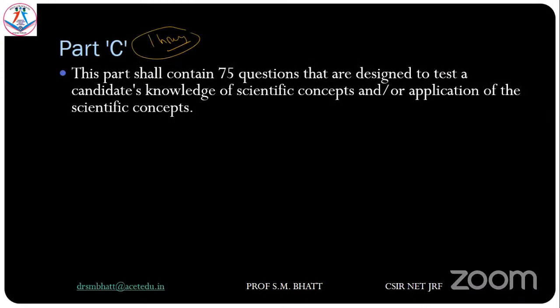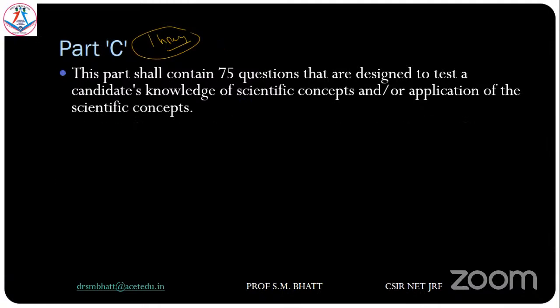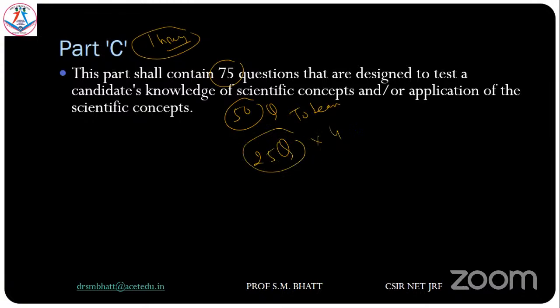You require at least 1 hour for part C, and this is the most scoring part. For most of the students, we are advising to start with section C. You get 75 questions, and you have 50 questions to leave. You have to attempt only 25 questions out of that, each carrying 4 marks. These are going to test the scientific concept or the application of the scientific concept. So this part is totally experimental, meaning condition based questions.